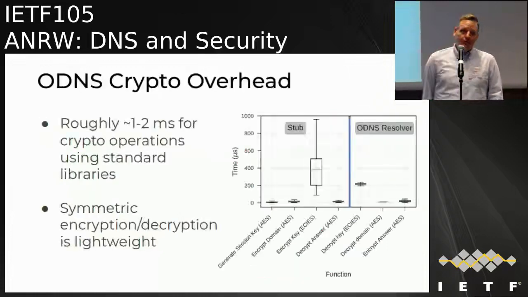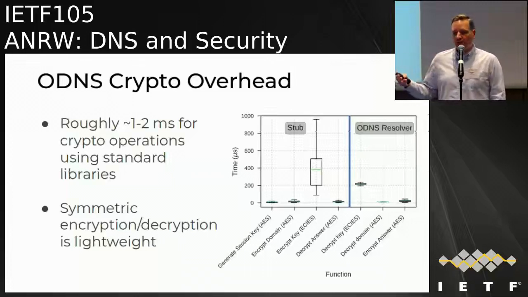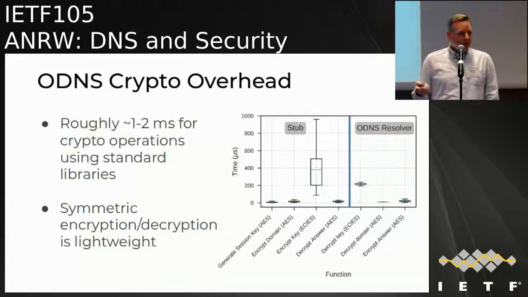Of course, we're introducing these operations, and there's going to be some overhead. So what we did was we measured this. We implemented a stub and our ODNS resolver in Go, and these tests were done on the same machine, so there's no WAN latency. And what we see is, as expected, the symmetric crypto is really lightweight. You can generate your keys, you can encrypt your domains, you can decrypt the domains very, very quickly.